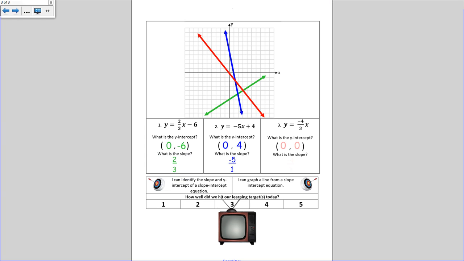The y-intercept here is (0, 0). If there's no b, it's at (0, 0). The slope is negative 4 over 3, so I went down 4 over 3. That way you find the second point.